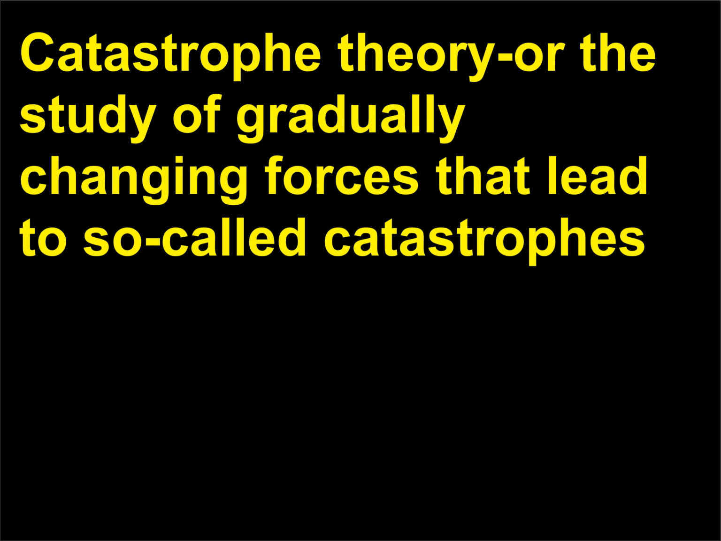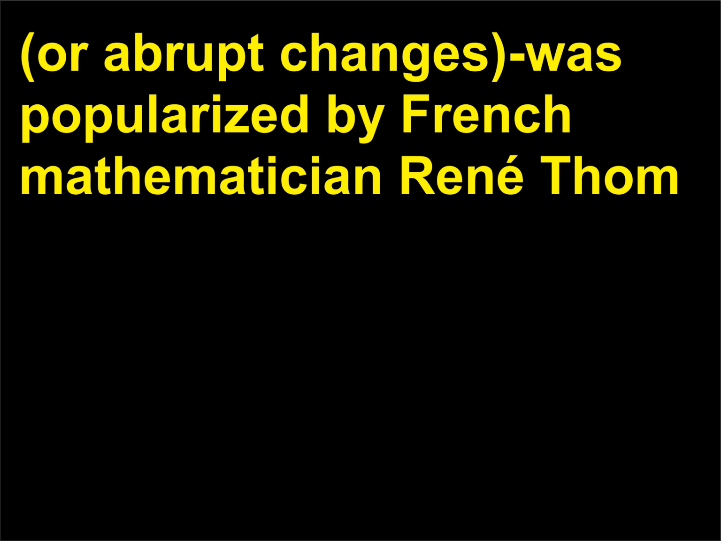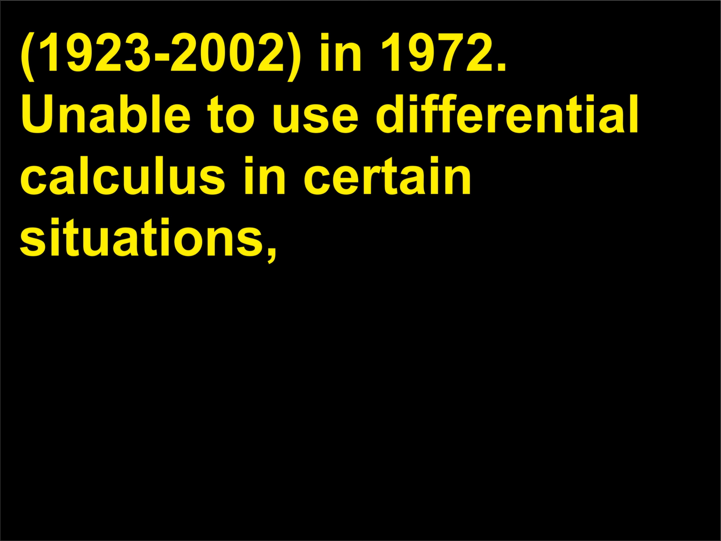Catastrophe theory, or the study of gradually changing forces that lead to so-called catastrophes or abrupt changes, was popularized by French mathematician René Thom, 1923 to 2002, in 1972.